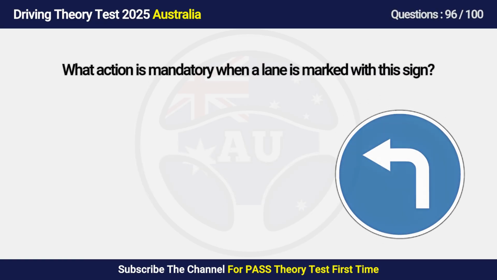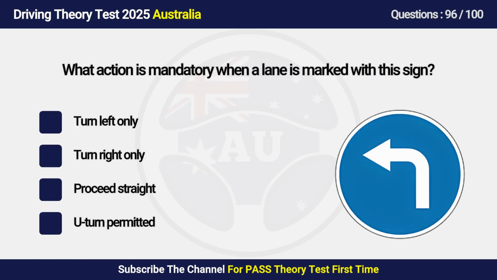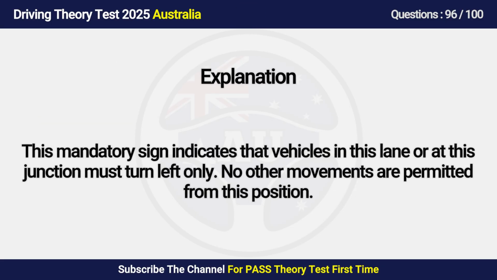Question 96. What action is mandatory when a lane is marked with this sign? A. Turn left only. B. Turn right only. C. Proceed straight. D. U-turn permitted. Answer is A. Turn left only. This mandatory sign indicates that vehicles in this lane or at this junction must turn left only. No other movements are permitted from this position.